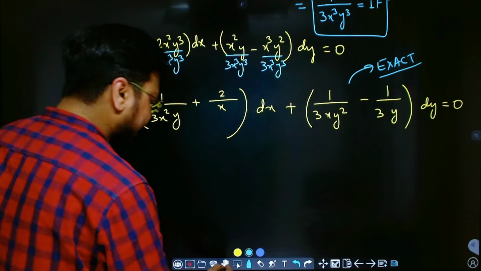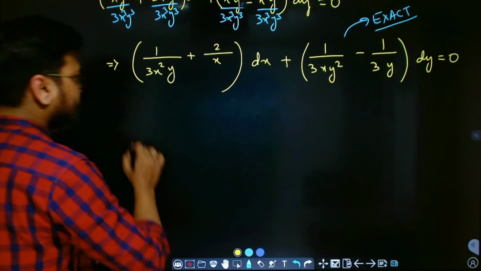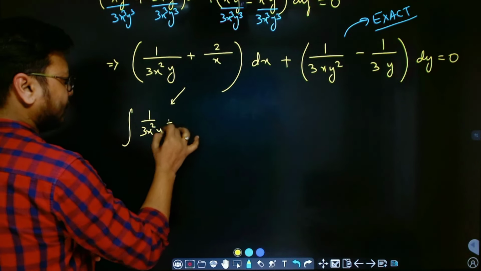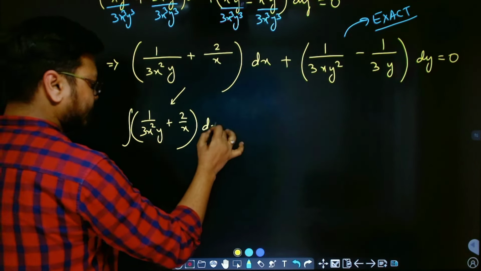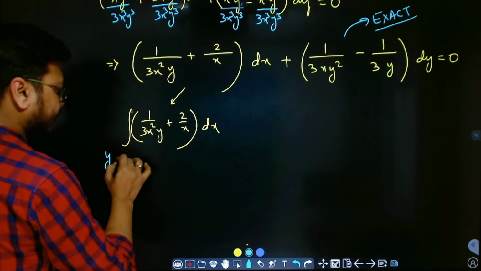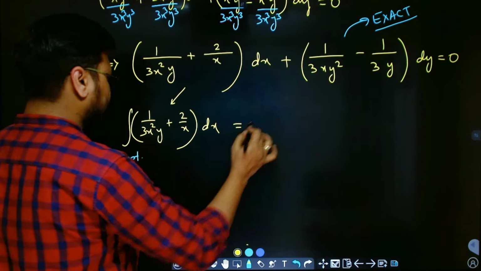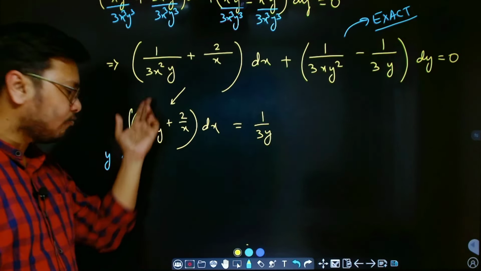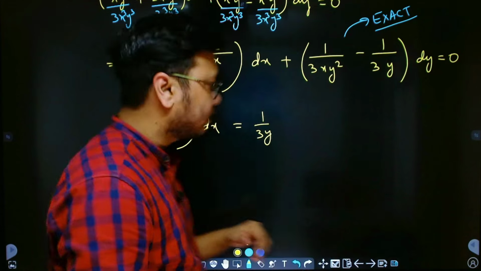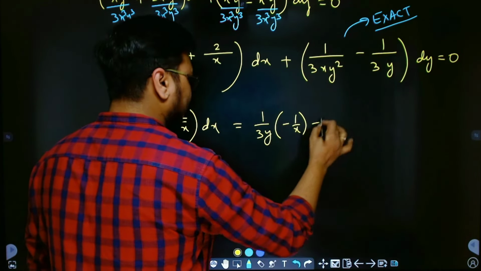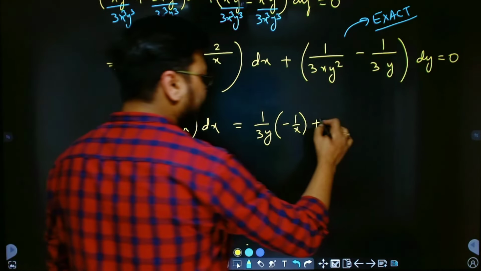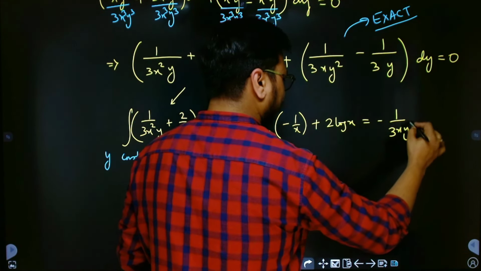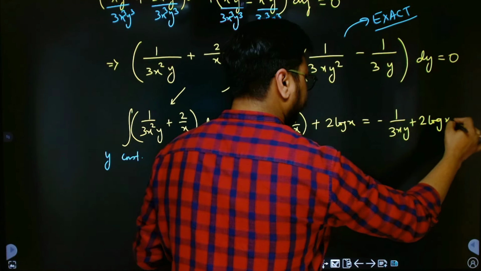Now, like before, I'll integrate the terms. Okay, so I'll be doing the integration of the first part, integration of 1 by 3x square y plus 2 by x dx, treating y as constant. So the 3y will actually be going outside. I just have to do the integration of 1 by x square. Integration of 1 by x square would be minus 1 by x plus integration of 2 by x would be 2 log x. So I basically have minus 1 by 3xy plus 2 log x, right?